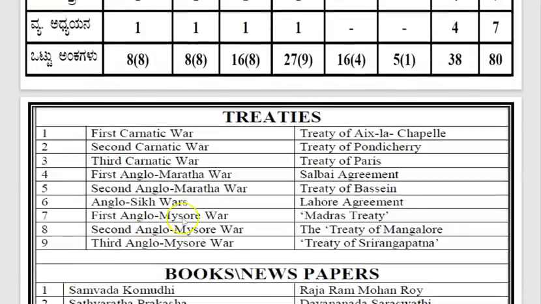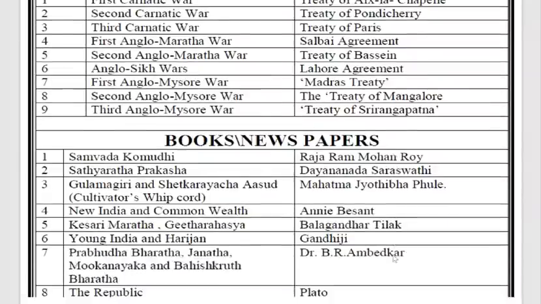Okay, first Carnatic War was ended with the Treaty of Aix-la-Chapelle. Second Carnatic War, Treaty of Pondicherry. Here we have given all the treaties names and which war was ended because of which treaty. You can just follow up these points.